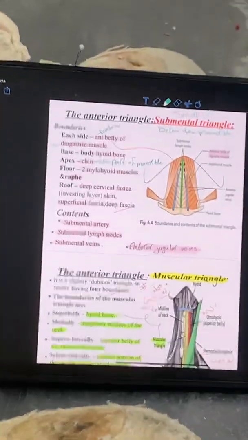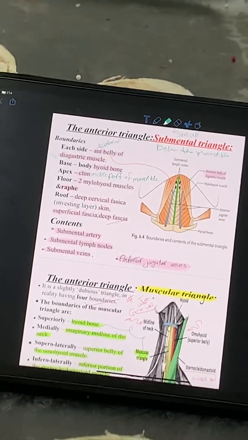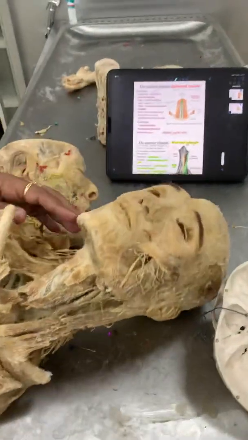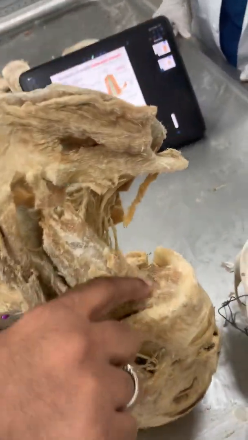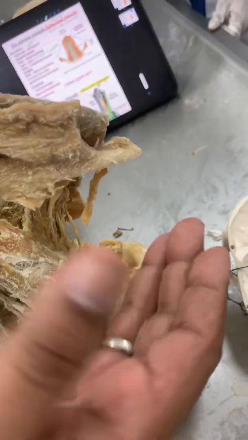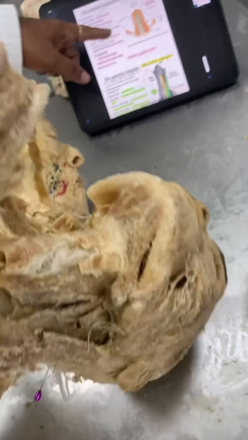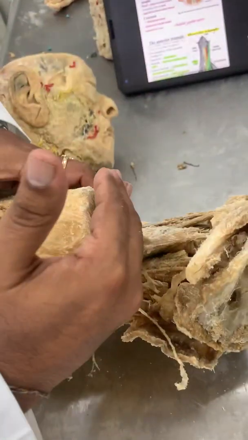Submental triangle. The borders of the submental triangle. What do you mean by submental? Submental is here. You are seeing this? This is the submental region, below the mandible. So what is this picture? It is a picture of the front view.